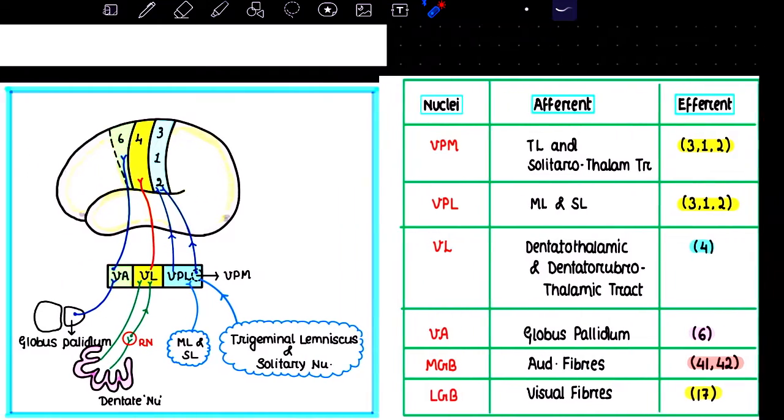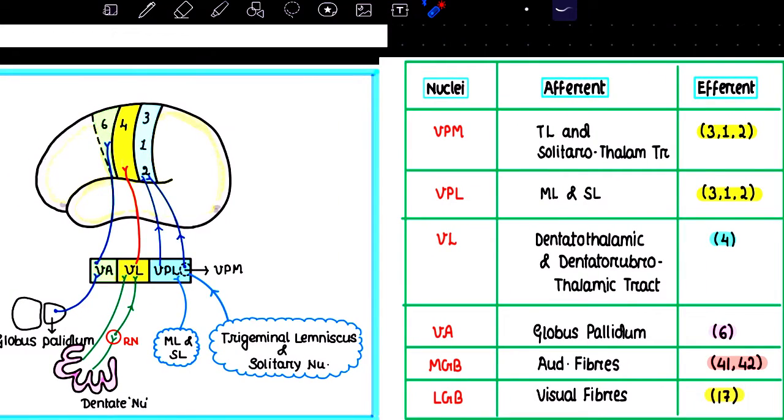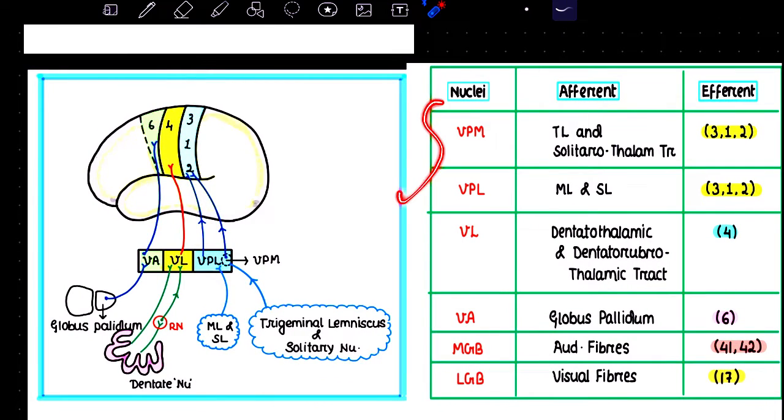The same thing is mentioned right here, VPM. If you remember VPM, they get afferent from where? They get afferent from our trigeminal lemniscus and solitary nucleus, and then the efferent goes to areas 3, 1, 2. So the same thing is present right here, but the one thing I would like to mention here is the medial geniculate body and the lateral geniculate body. The medial geniculate body is responsible for what? Auditory. That means the medial geniculate body carries auditory fibers, right? Similarly, the lateral geniculate body carries visual fibers.